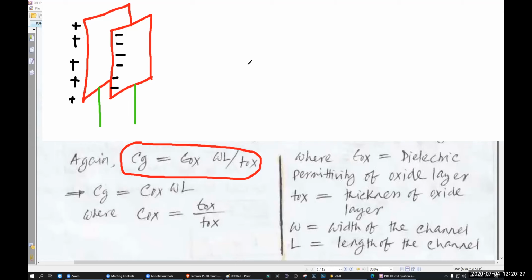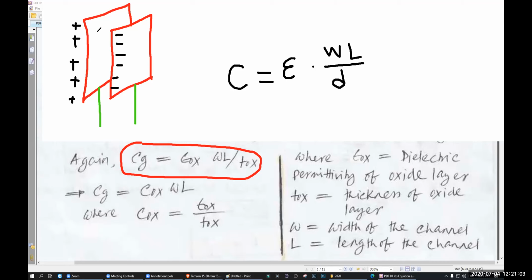Then what will be the capacitance? C will be epsilon, that means epsilon of insulation, into W, where W is the width of the channel, actually the width of the parallel plates, and L is the length, divided by thickness. Thickness means the distance, that is D. So our formula was C is equal to epsilon WL divided by D.